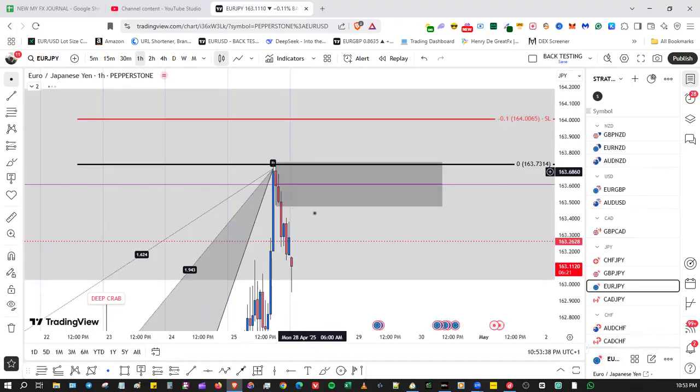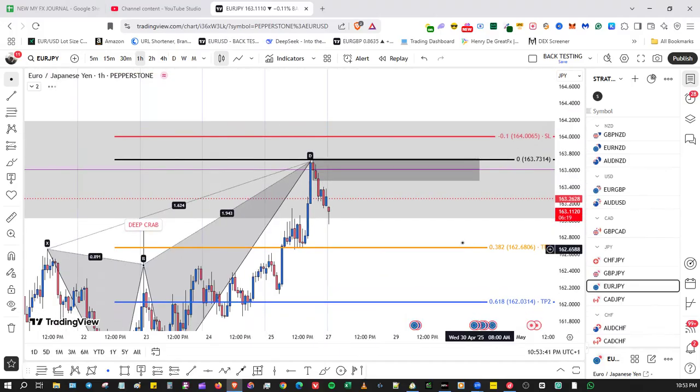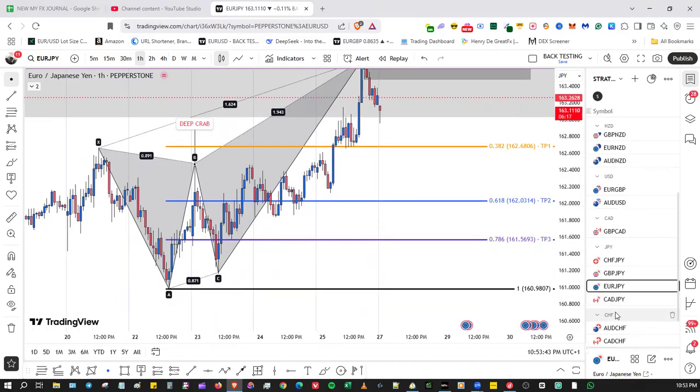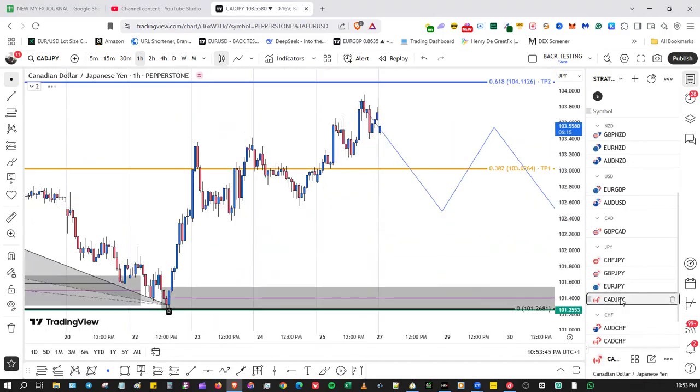This is a good level to sell. Can look out for sell from that level to the downside. Okay, so that is that on Euro JPY.